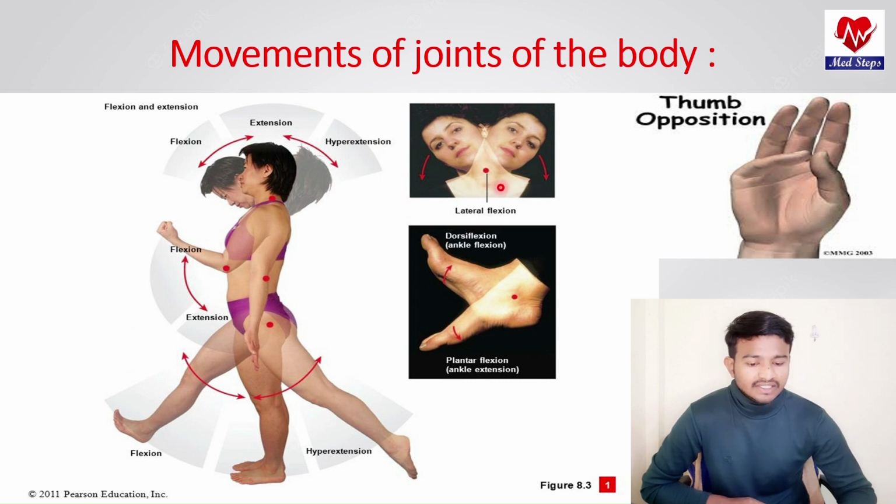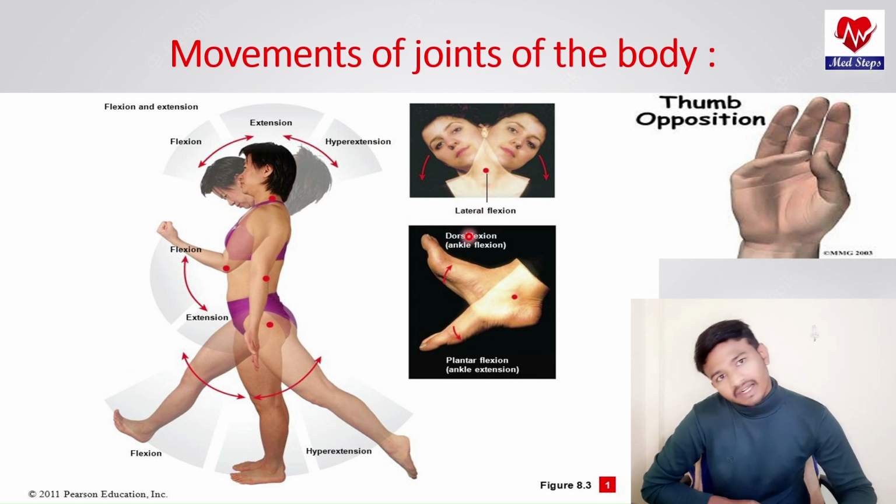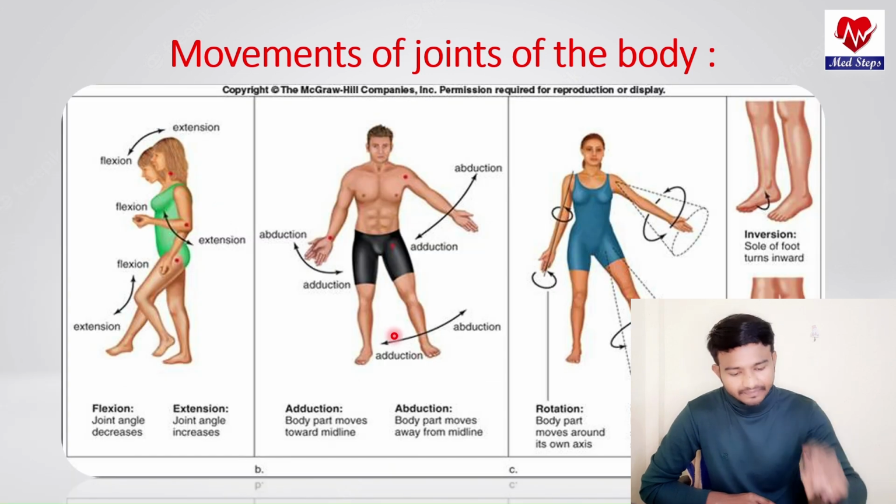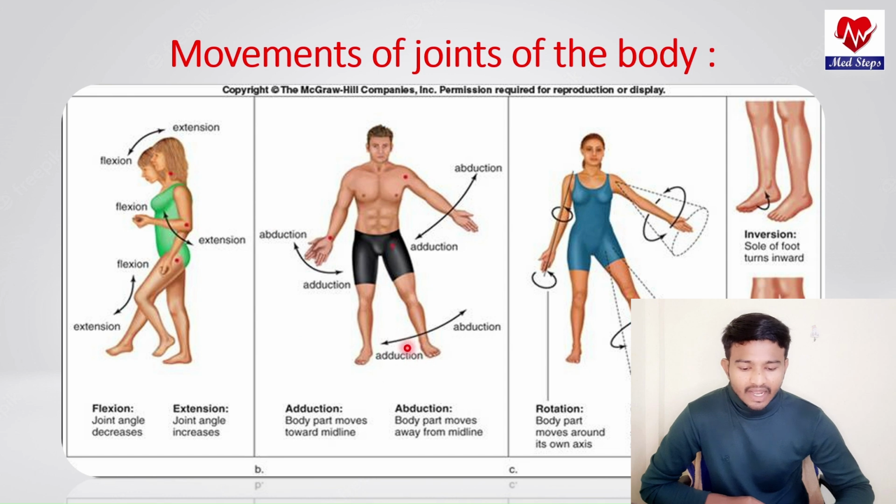If you see this image, this is the lateral flexion, right lateral, left lateral. Next, this is the plantar flexion and this is dorsiflexion. This is thumb opposition. If you see this image, this person is moving his leg away from the medial plane. So this is abduction. If it is taking towards, it is adduction. Next, if you see this girl, she is rotating her hand.